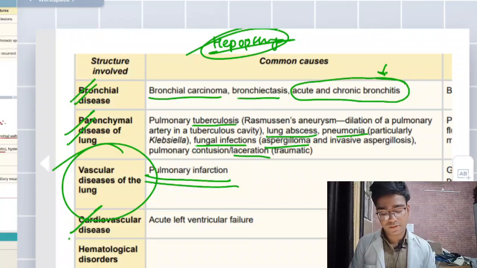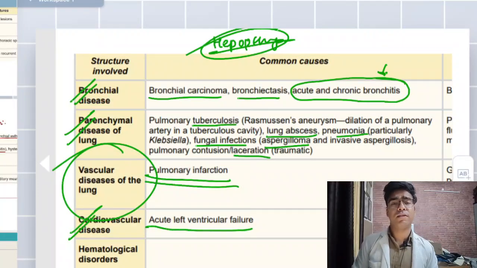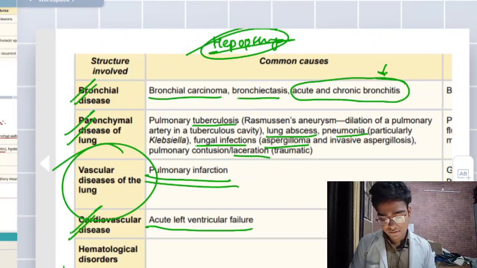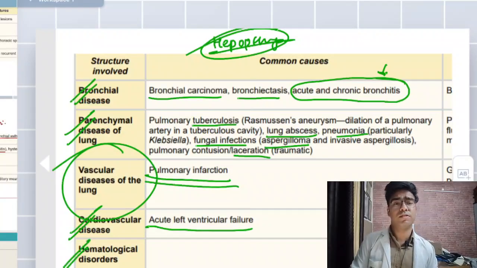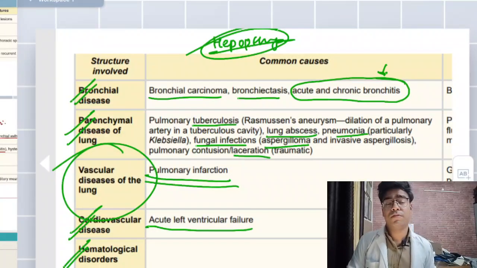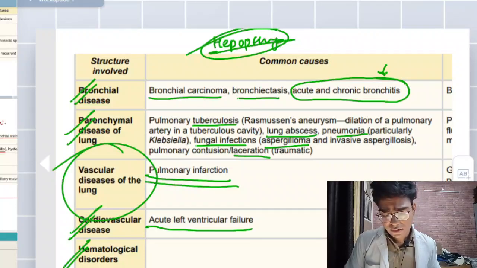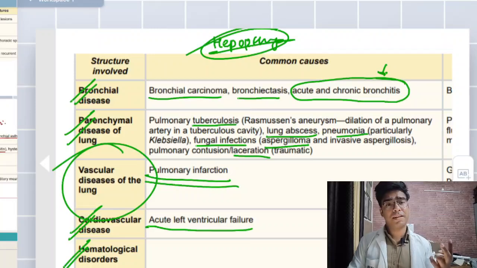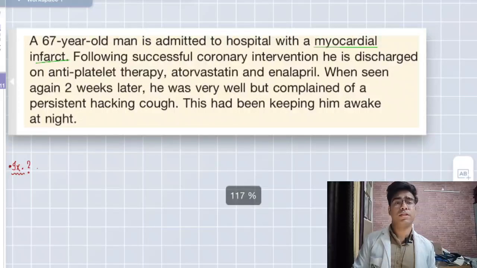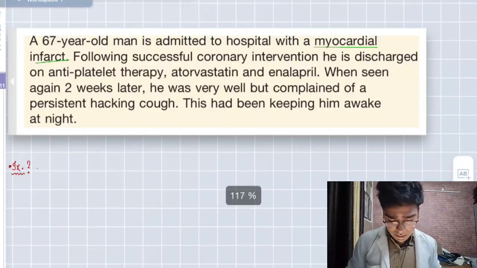Some sort of cardiovascular disease, for example acute left ventricular failure, we all know that the pressure in the pulmonary vessels is going to increase, that can lead to hemoptysis, that can lead to the leakage of blood. And obviously hematological disorders, for example low platelet counts, and if the coagulation profile of the patient is not normal, it can lead to bleeding in various sites along with hemoptysis. So the causes can be bronchial, parenchymal, vascular, cardiovascular, and hematological, and we have to rule out all of them.